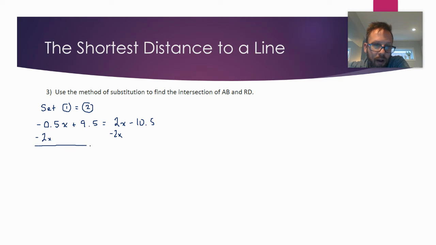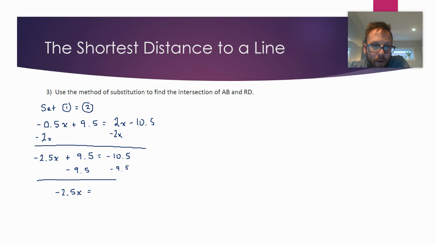Subtract 2x from each side. Negative 2.5x plus 9.5 equals negative 10.5. We'll subtract 9.5 from each side. Negative 2.5x equals... Now, negative 10.5 subtract 9.5 gives you negative 20 exactly. And this is working out pretty good. If you divide that by negative 2.5, we get x equals 8.